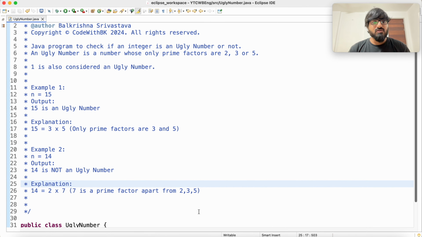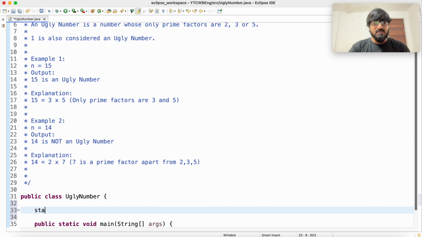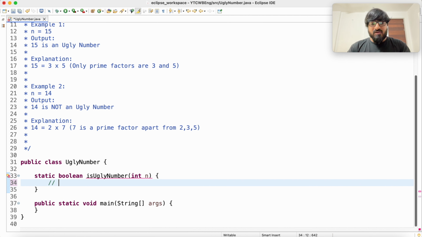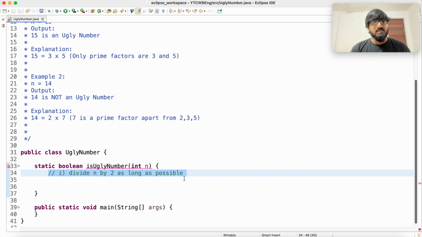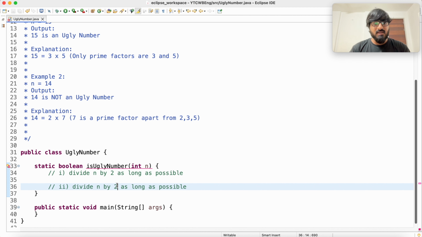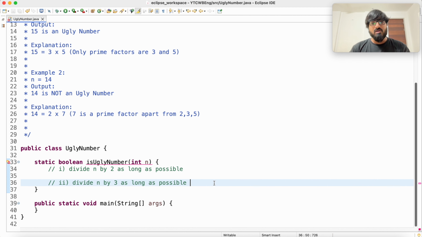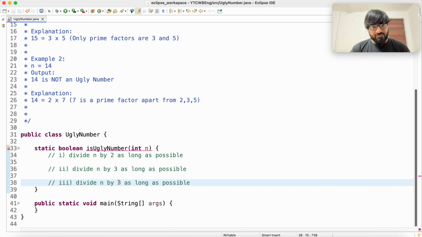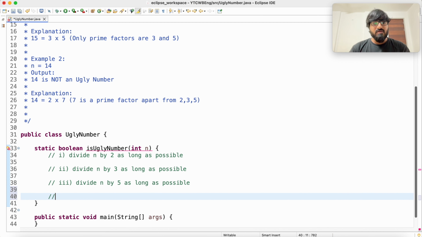Okay, so I'm going to write a method: static boolean isUglyNumber(int n). The first step was to divide n by 2 as long as possible. The second step was to divide n by 3 as long as possible. The next step was to divide n by 5 as long as possible, and finally return true if n is equal to 1, that is, if the value of n remaining is 1.